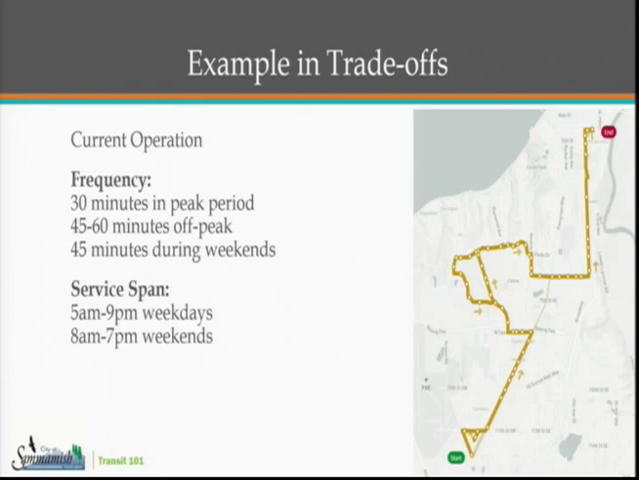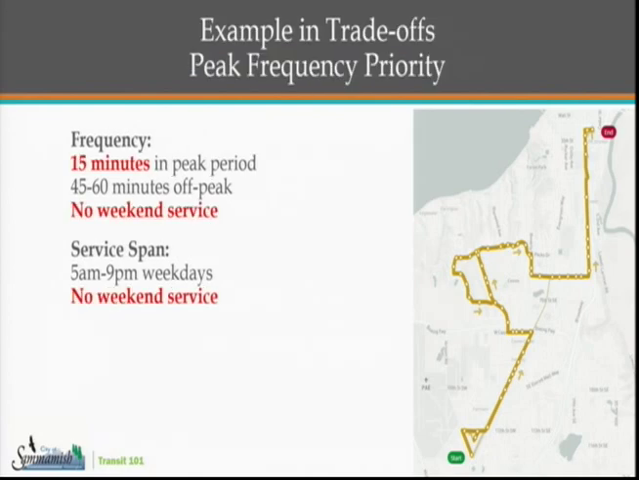In this particular example, we have a route running along arterials, serving people and jobs. It operates every 30 minutes in the peak period, less frequently during the off-peak and during the weekends, but it has service span both on the weekdays and the weekends from 5 a.m. to 9 p.m. on weekdays and 8 a.m. to 7 p.m. on the weekends. So if we think about these factors and how you want to weigh the trade-offs and you want to serve different objectives, different travel markets, I'll walk through what those trade-offs look like.